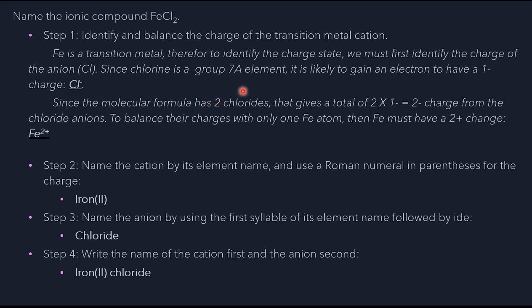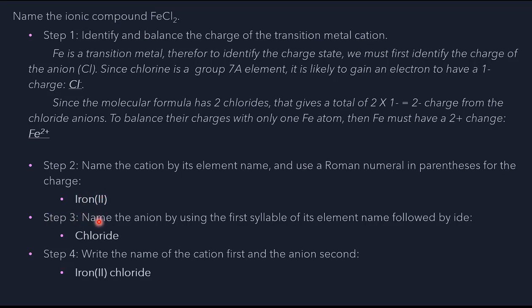Since the molecular formula has 2 chlorides, that gives us a total of 2 times 1- or a 2- charge from the chloride anions. To balance their charges with only one iron atom, the iron must have a 2+ charge state. Therefore, we would then write the name of the cation by its element name and then use the Roman numeral to represent the charge. So if it's a 2+, we would say it's iron with the Roman numeral 2, or iron 2.